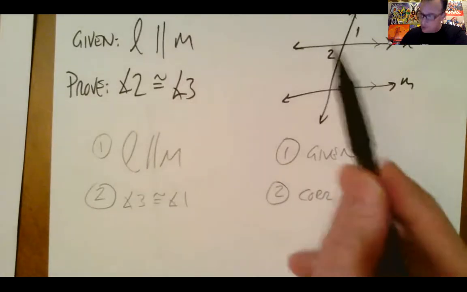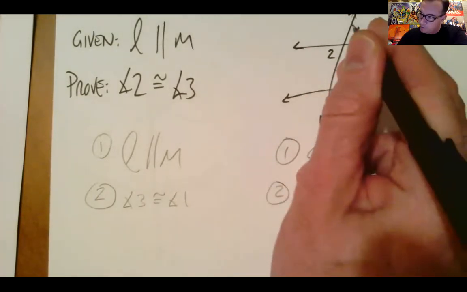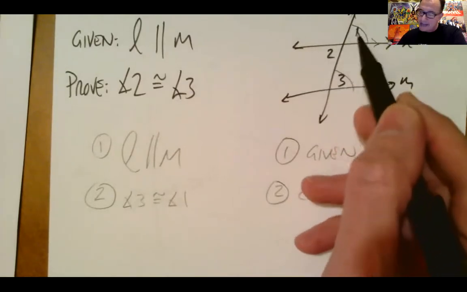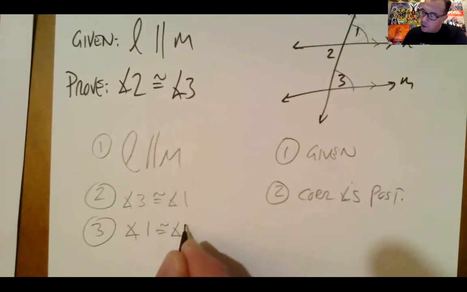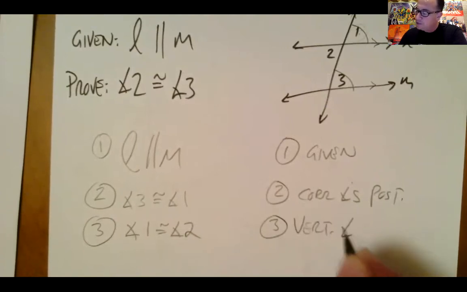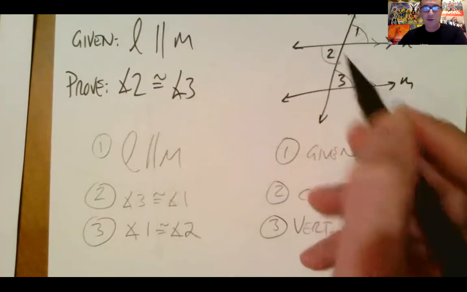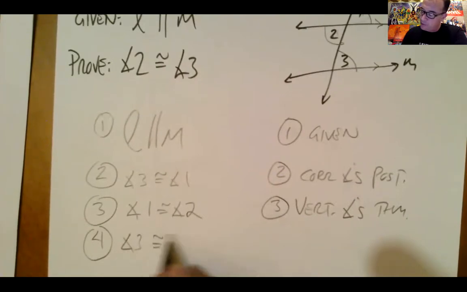Now, if I look up here, I look at angle 1 and angle 3, and we know they're congruent, so I'm going to mark those. Angle 1 is congruent to angle 3. But angle 1 is right across from angle 2, and they're vertical angles. So angle 1 and angle 2 also have to be congruent because of the vertical angles theorem. Now, 1 is congruent to 2. So if 3 is congruent to 1 and 1 is congruent to 2, then 3 and 2 are also congruent. So angle 3 is congruent to angle 2.